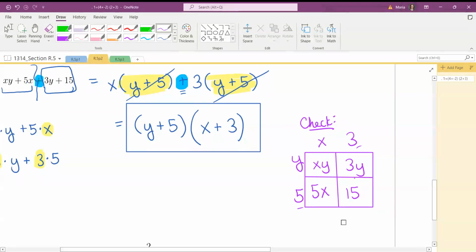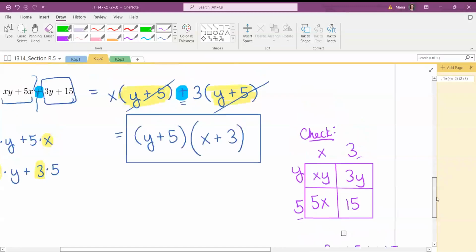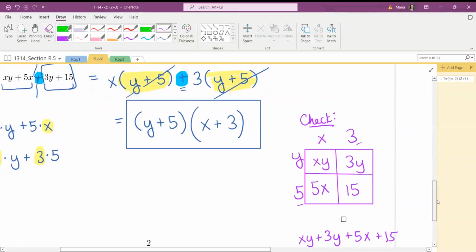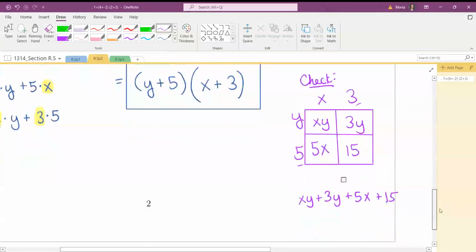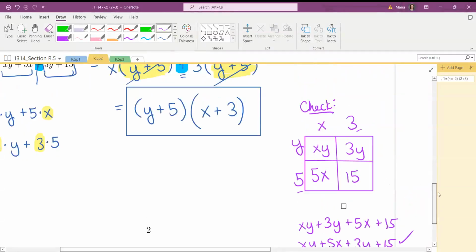And all of these pieces in the box, that's what you get if you multiply our factorization out. So if you just write it down, you're going to get x times y plus 3 times y plus 5 times x plus 15. If you go back to the original, that's exactly what we have. We're adding all these pieces together. So when you add, you can add in any order. 1 plus 2 is the same thing as 2 plus 1. So I can actually switch this. Okay, this is exactly what we started with. So we know we are right.